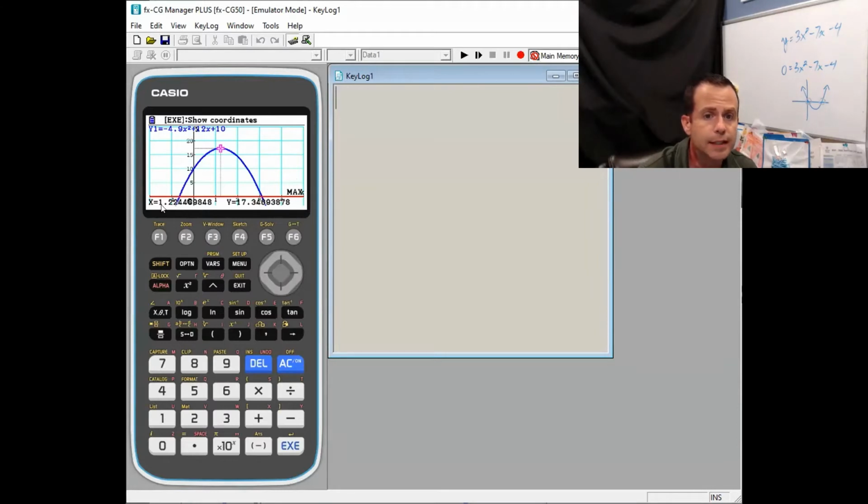Okay, so I see my x value is 1.22 and my y value is 17.35. I would write both of those down right now because I'm going to need both of them as I continue to ask questions. But right now it said, what's the maximum height? So I'm actually looking for the y value. Okay, so my answer is going to be 17.35.